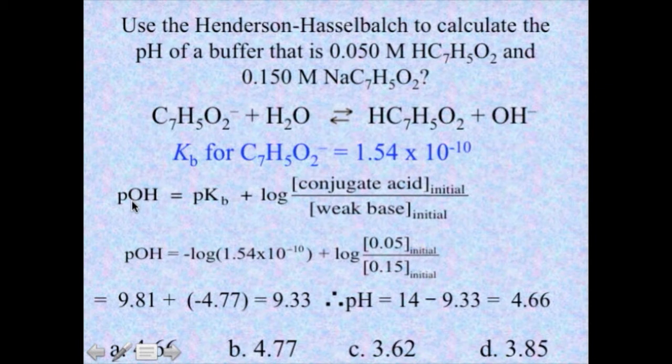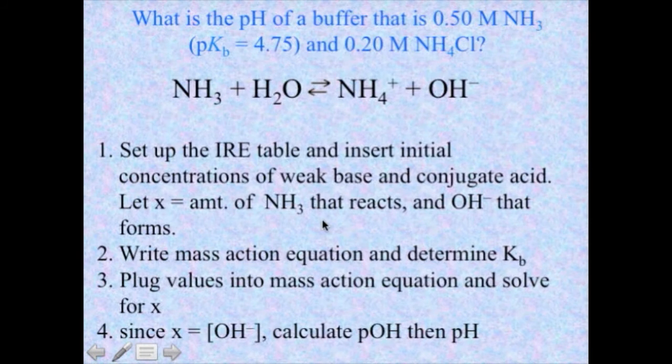Changing the Henderson equation to focus on the concentration of hydroxide in the solution, we write pOH equals pKb plus the log of conjugate acid divided by weak base. And now we plug in our given information for the Kb, which is 1.54 times 10 to the minus 10. We take the pKb, the negative log of that number, plus the log of the ratio of the conjugate acid divided by the weak base. And when we work it out, we get 4.66.